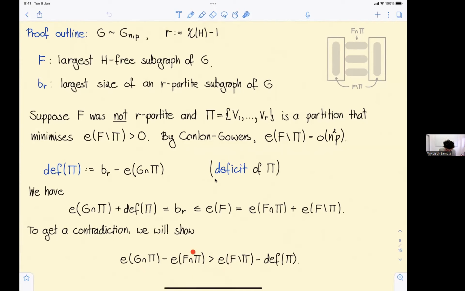Now, why would we even expect this to be positive? Namely, if we add some edge which doesn't cross the partition, then we have lots of possibilities to close a copy of H here. And therefore, for every copy of H, we will need to remove at least one of its edges. And this is how the whole argument is built. And I'll make this precise on the next few slides.